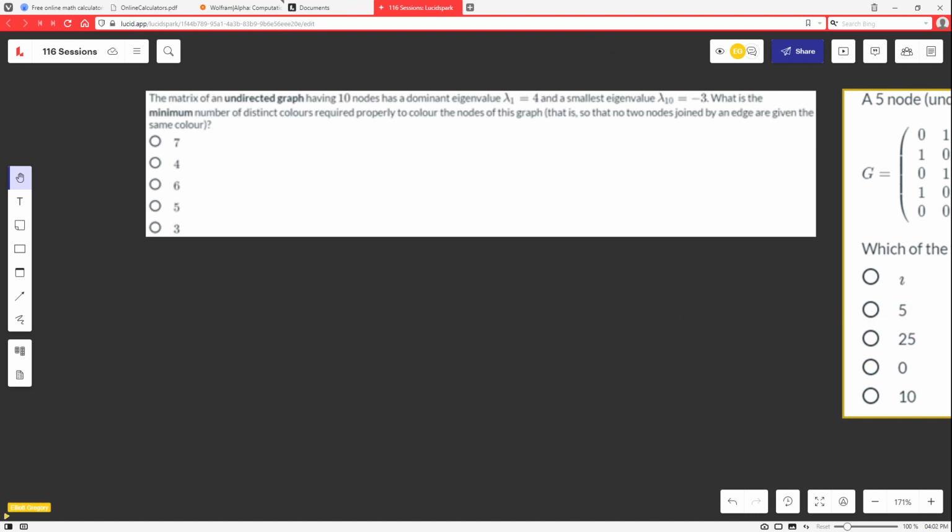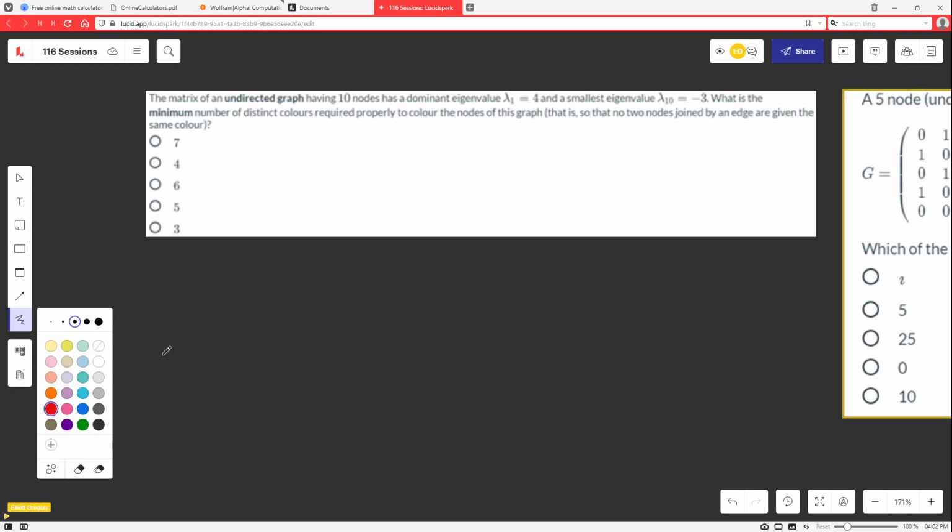For this, there are two handy equations we can use. If we have the dominant and smallest eigenvalues, we can say that, at most, the number of colors is the dominant eigenvalue plus 1, and at least it is 1 minus the dominant eigenvalue over the smallest eigenvalue, in this case lambda 10.